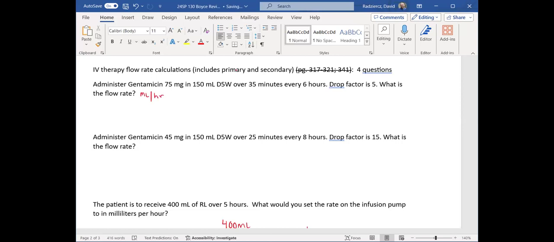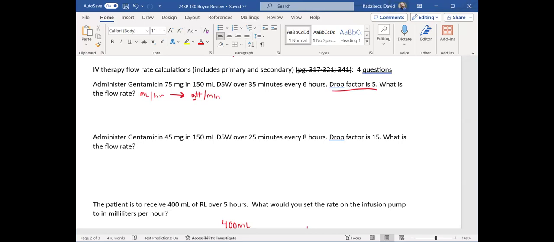Great. But anytime they introduce this thing called drop factor, that tells you that you're going to be calculating for drops. And the way that we convert and look for drops, we're basically asking you to convert milliliters per hour to drops, abbreviated GTT, per minute. So 2 ways you know you're dealing with a drop question. It'll give you a drop factor, or it'll say the word microtubing. If it says the word microtubing, you are expected to know that that means 60 drops per mL.